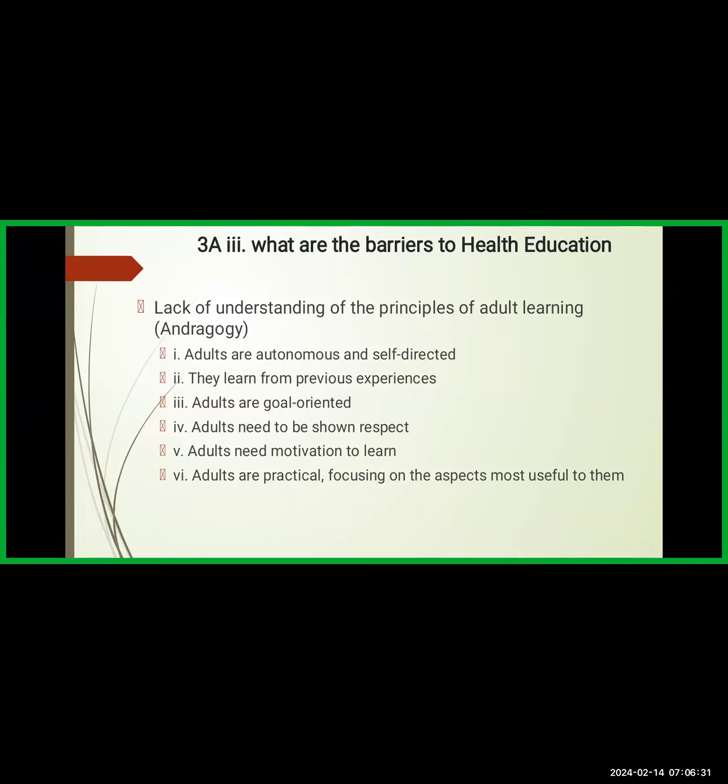Thirdly, you need to bear in mind that adults are goal-oriented. So you should point to them what they expect to gain if they should follow what you're teaching them. And then there's also the awareness of the adult's need. Adults need to be shown respect. So in communicating to an adult, you need to add respect to what you're doing. And then adults need motivation to learn. And then lastly, adults are practical, focusing on the aspects most useful to them.